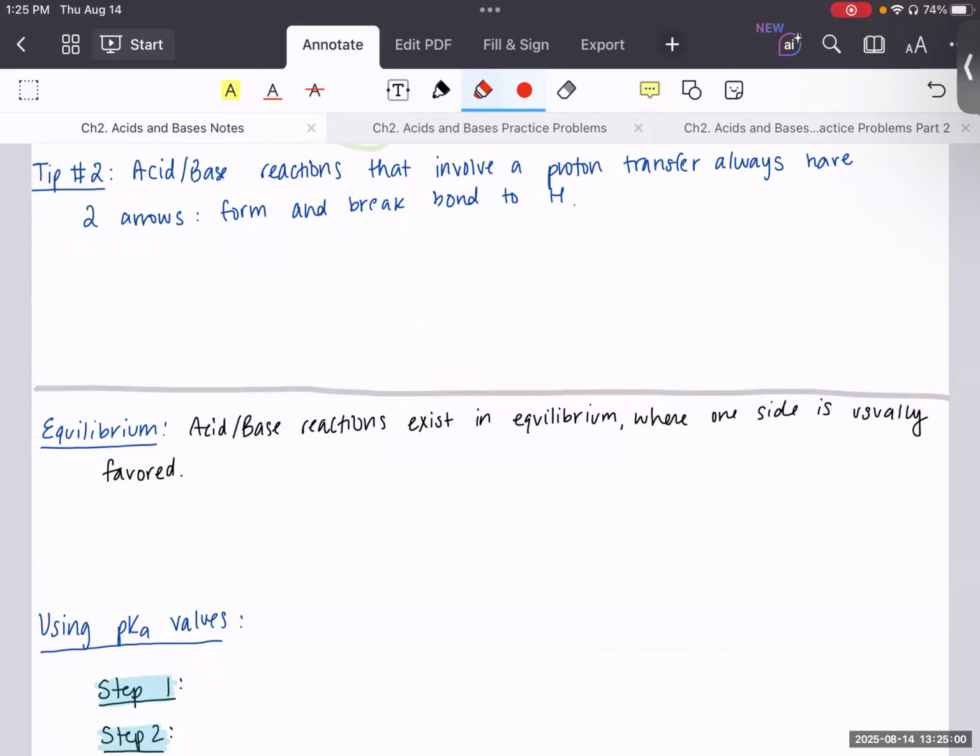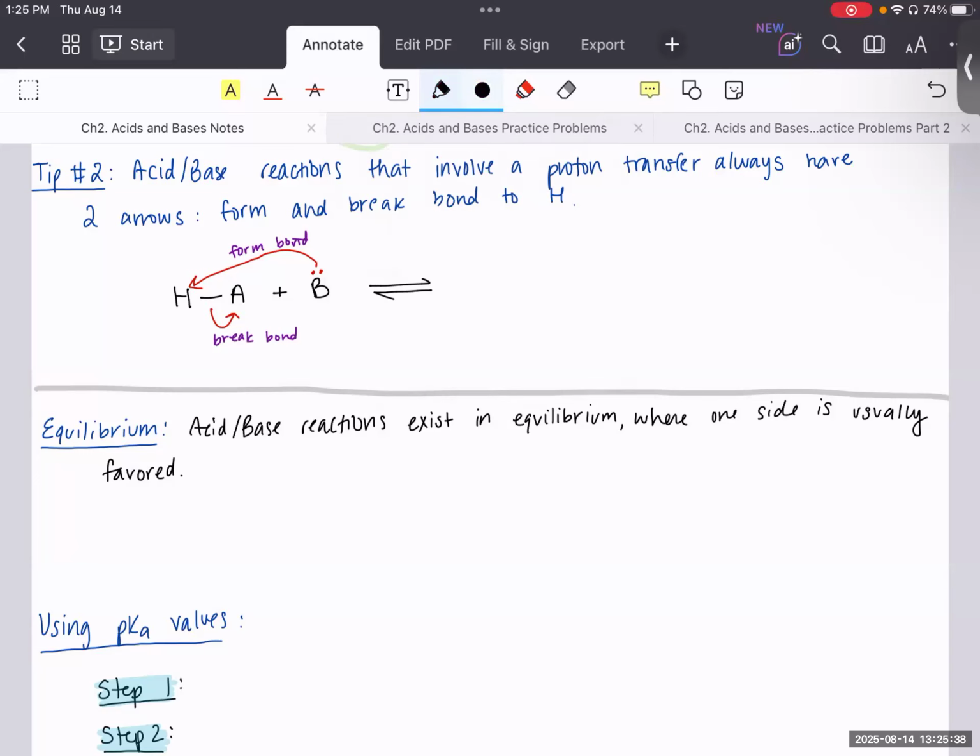The next tip is that acid-base reactions that involve a proton transfer always have two arrows. And so to illustrate this, I'm just going to do the normal HA plus B reaction. If we have some acid with a hydrogen that is attached to it and a base, we have a lone pair of electrons that goes to the hydrogen, and then we break this bond right here. So again, in that first step, we're forming a bond. And then in the second step, we are breaking that bond.